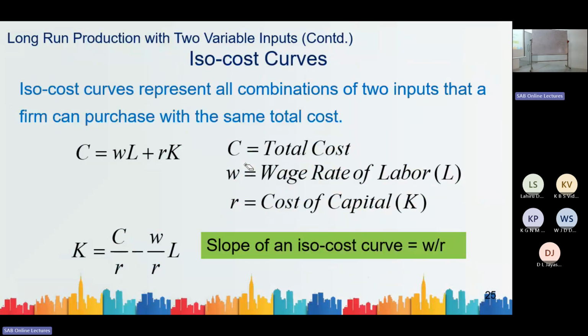Next, you should know about the isocost curve, its definition and its standard formula. If the numbers are given, total cost, wage rate, and cost of capital or rental rate, these three numbers, you should be able to derive an expression for the isocost curve. Also, you should be able to graphically show the isocost curve.